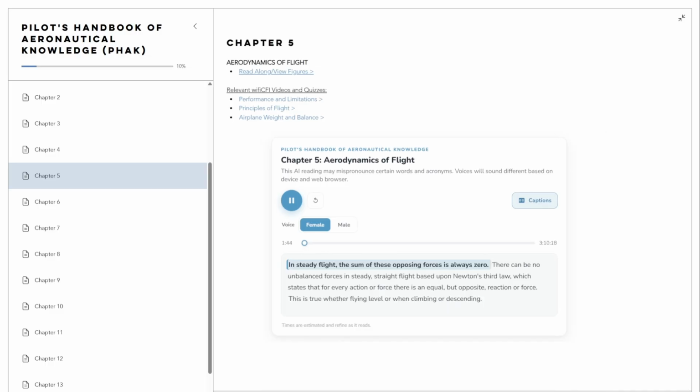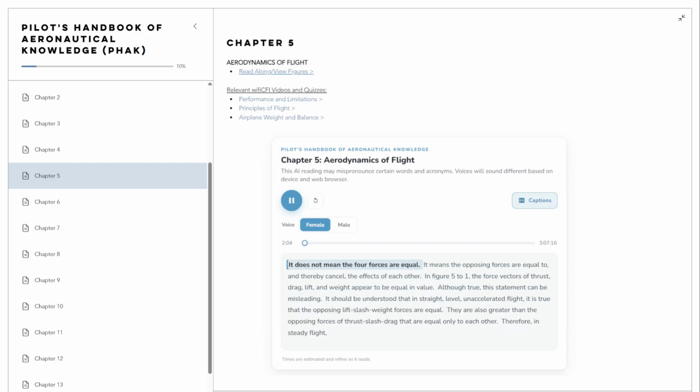In steady flight, the sum of these opposing forces is always zero. There can be no unbalanced forces in steady, straight flight based upon Newton's third law, which states that for every action or force there is an equal, but opposite, reaction or force. This is true whether flying level or when climbing or descending. It does not mean the four forces are equal. It means the opposing forces are equal to, and thereby cancel, the effects of each other.